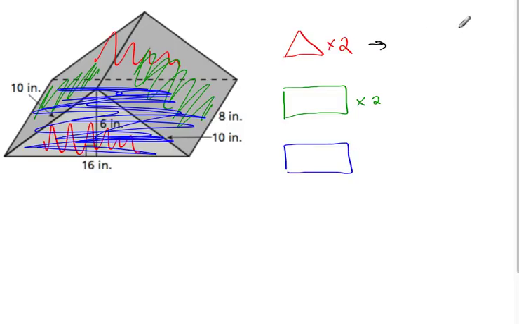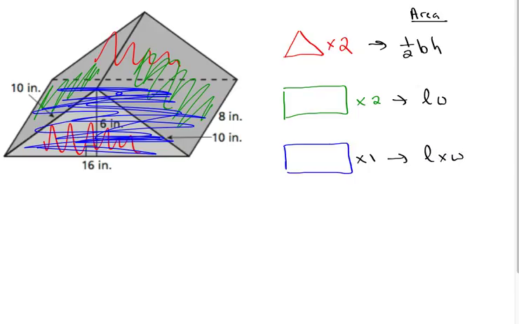Well, let's jog my memory. How do you find the area of a triangle? Divided by 2 or 1/2 base times height. Either answer would be great. So I'm just going to write 1/2 base times height. The area of a rectangle is length times width. And again, this is going to be times 2. And the area of another rectangle is length times width.